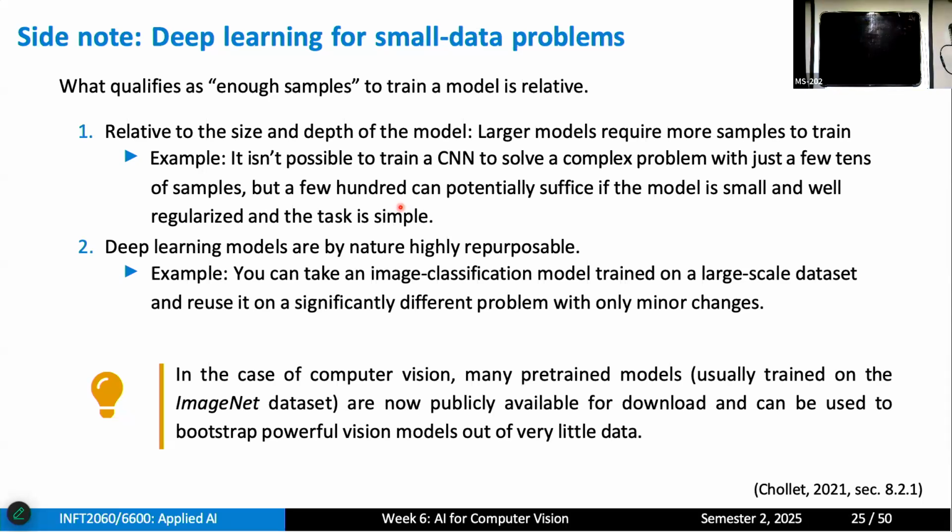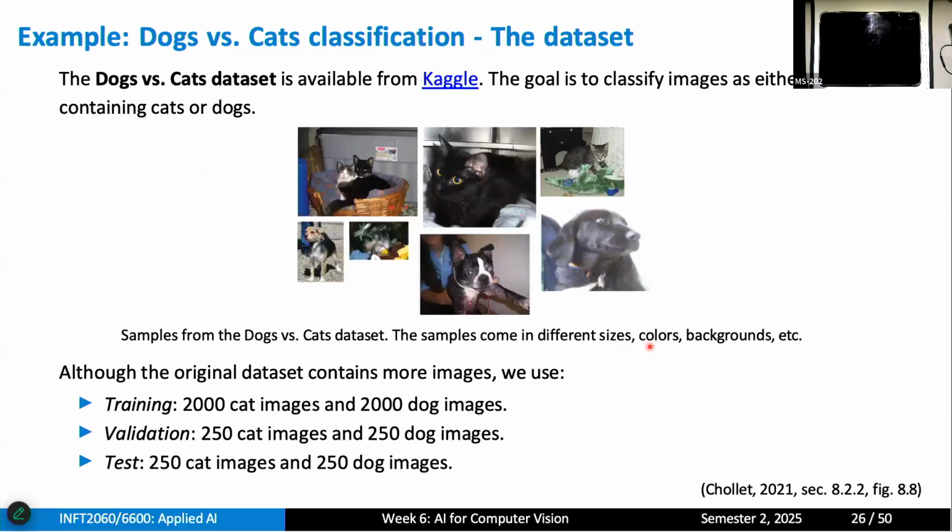Okay. So the second point is that deep learning models are by nature highly reusable. So for example, you can take an image classification model trained on a large-scale data set and reuse it on significantly different problems with only minor changes. Okay, so that's why we have strategies 2 and 3.